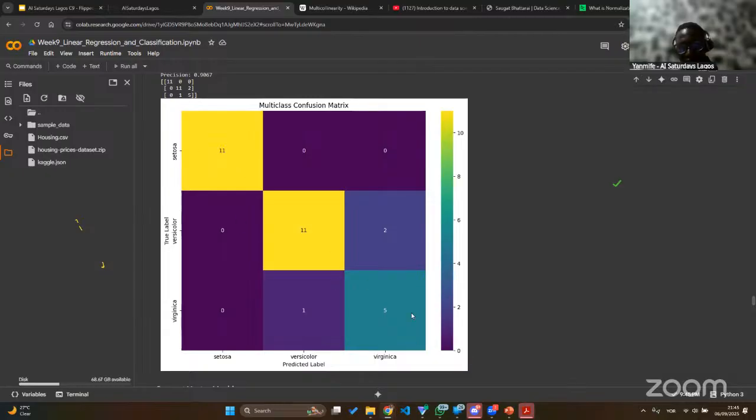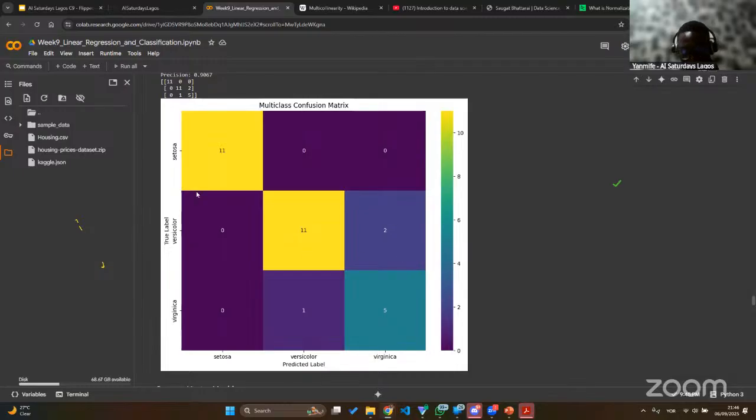So this column in the middle, you can see this is the predicted column. This is the true column. So 11 species of setosa were all correctly predicted as setosa. That's what we call true positive. This one also, 11 species of versicolor were correctly predicted as versicolor. That's also true positive.